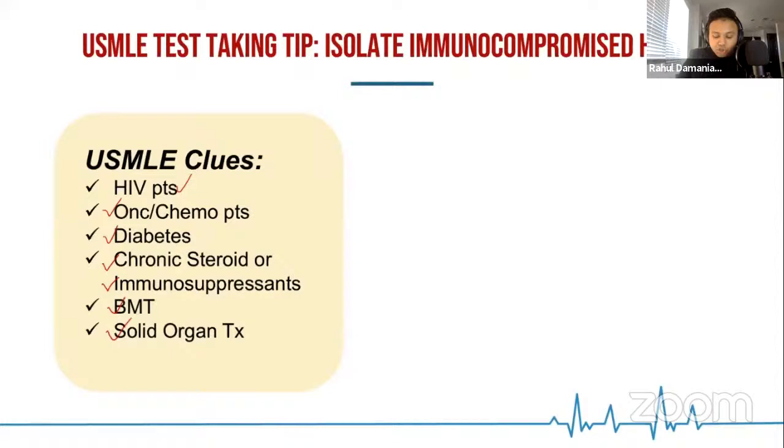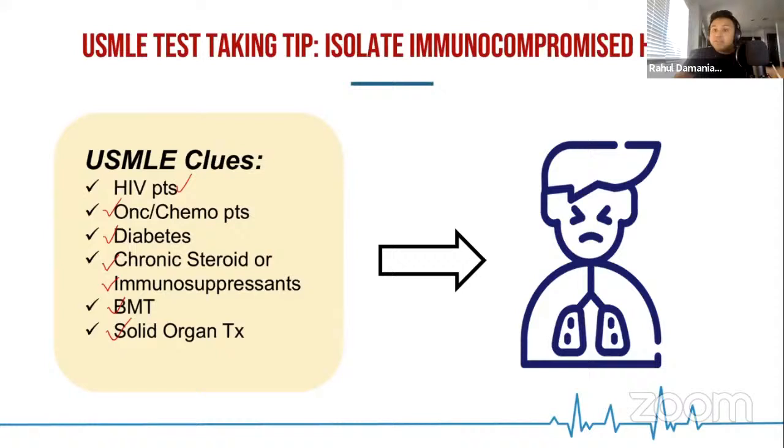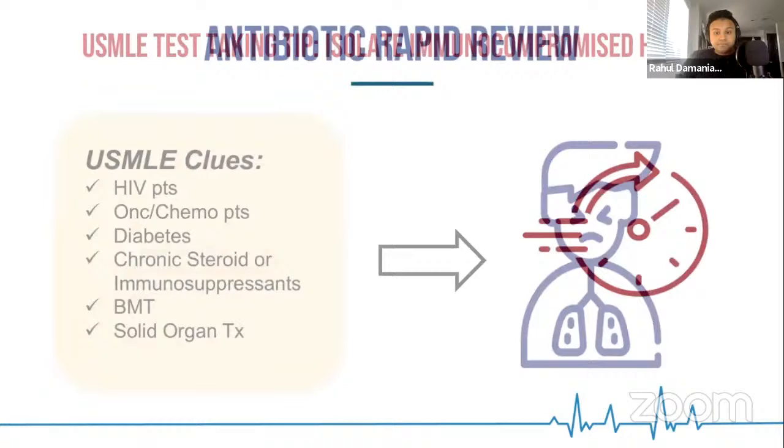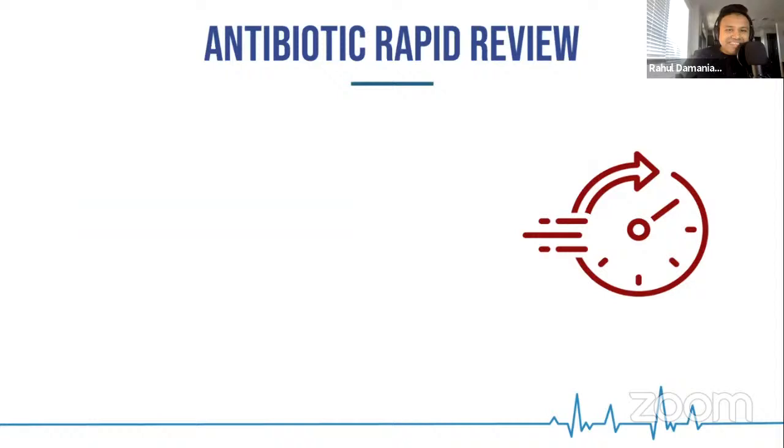What you have to do is isolate immunocompromised hosts. So the name of the game is not only the microbe, which Sketch is great at teaching, but it's also integrating in your vignette. That's the test-taking strategy of which patients are relatively very immunocompromised and susceptible to pseudomonal and MRSA infections. So let's go ahead and do an antibiotic rapid review. I appreciate you all sticking around with me.